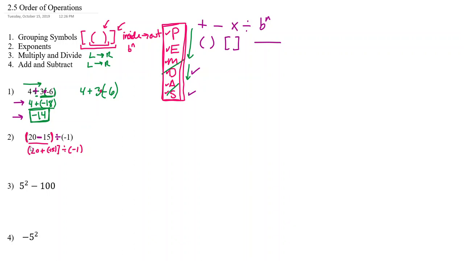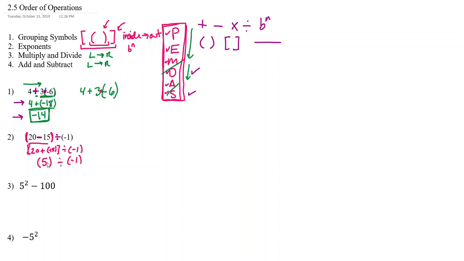And then we'll just follow the rules, right? 20 plus negative 15 is, signs are different. We subtract. 20 minus 15 is 5. And the stronger number in this case is the positive one, so that's positive 5 divided by negative 1.